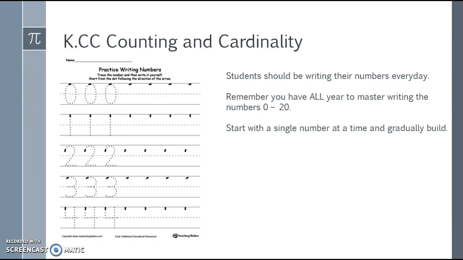So start with the number 0. Start writing that every day, practicing it. When students have got it, then work with 0 and build on to 1, and so forth.